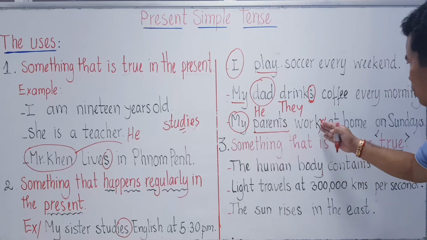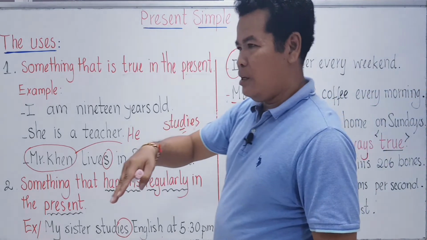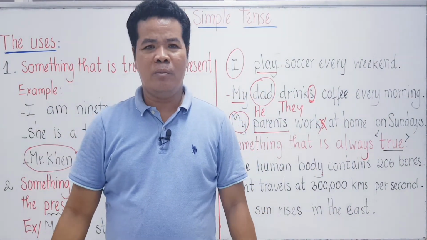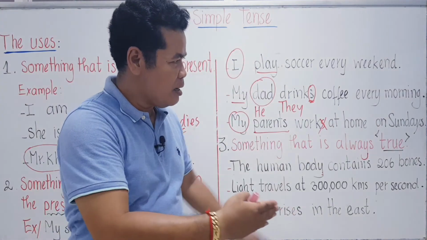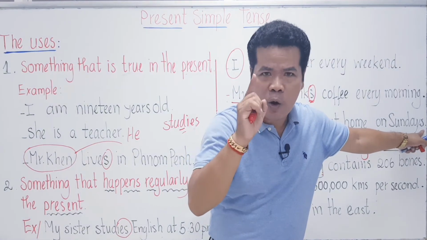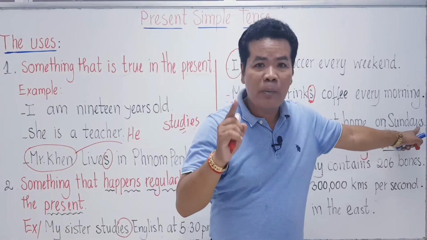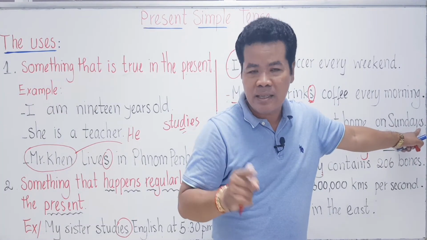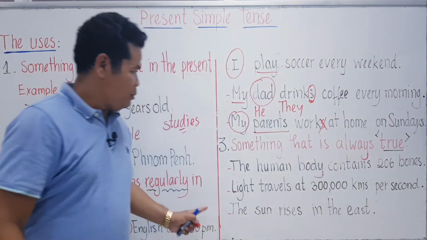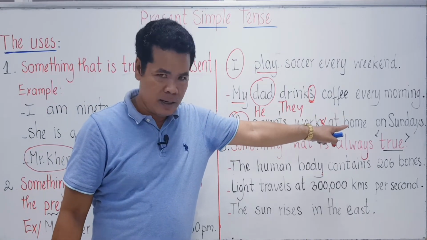My parents work at home on Sundays. From Monday to Saturday, we don't know where they work. We don't know. But only on Sundays. Sundays with s means every Sunday, not just only one Sunday. Saturday plus s means every Saturday, not only one Saturday. Okay? For example, my parents work at home on Sundays.